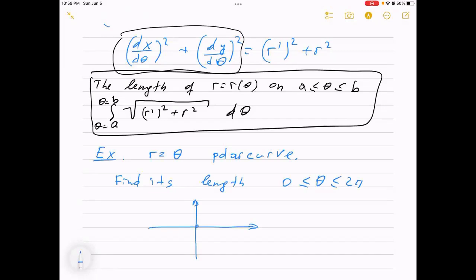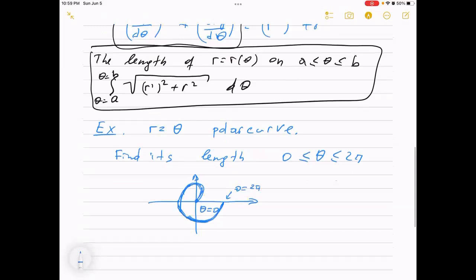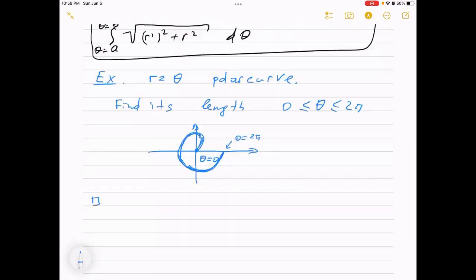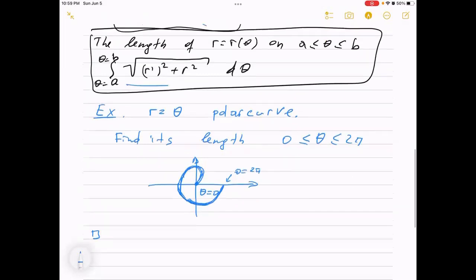Its graph looks like this: we start at theta equals 0, then we go into a spiral, and that's where theta equals 2 pi. We want to find the length of that spiral on that interval, starting at theta equals 0 and finishing at theta equals 2 pi. Now let's do the calculations. We're going to be using that formula from the top. So the limits of integration will be theta equals 0 to theta equals 2 pi, of the square root.